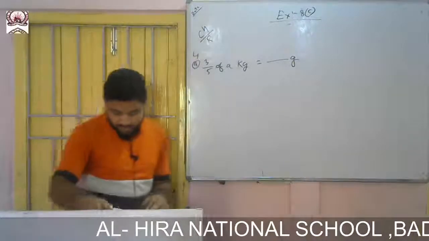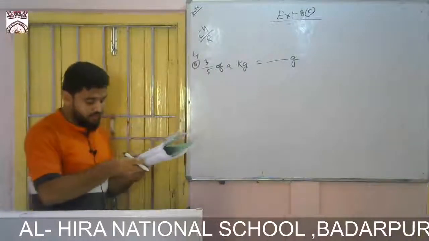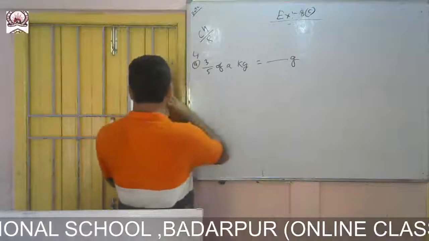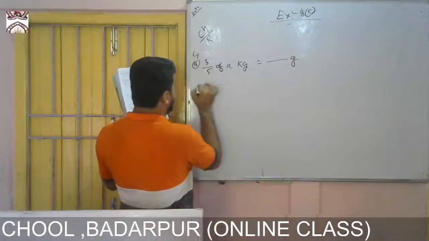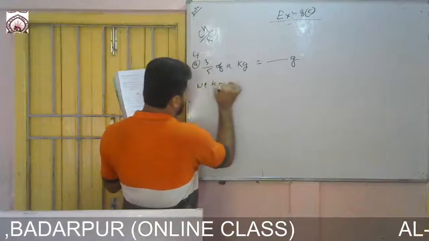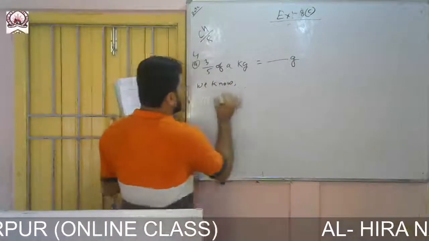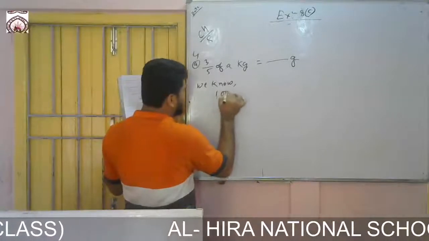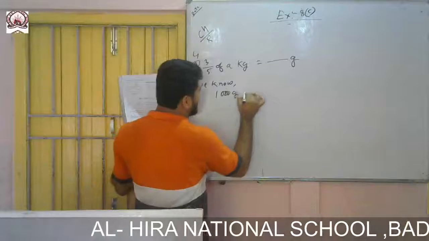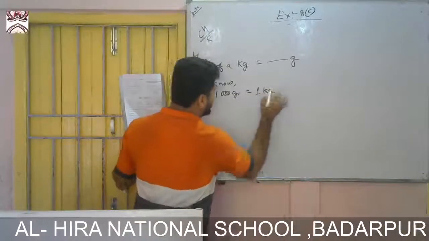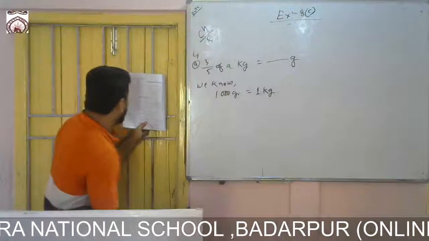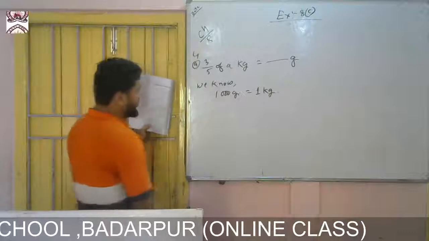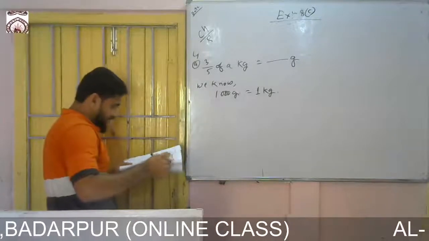From every one I shall solve 2. All are the same. So first you write, we know 1000 gram equals to 1 kg. From kg to gram, 1000 gram equals to 1 kg. We know that one.